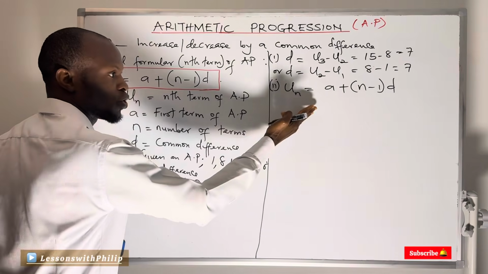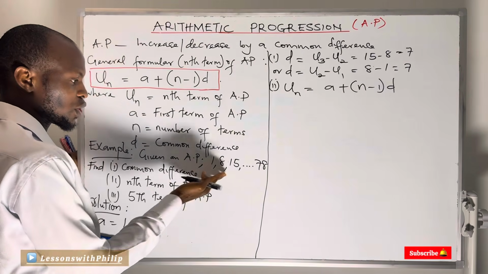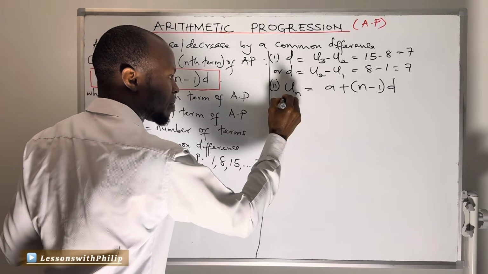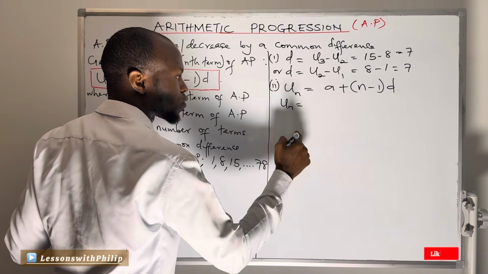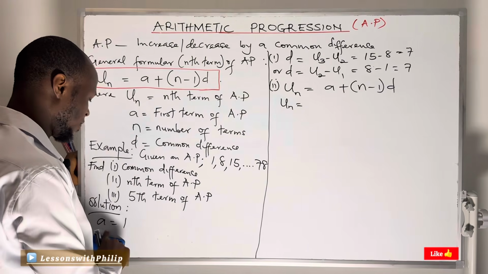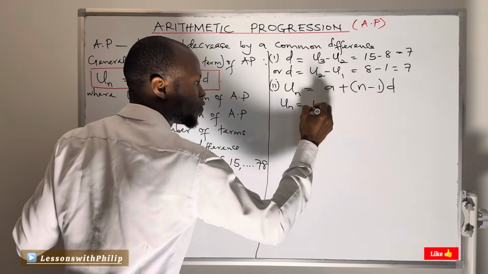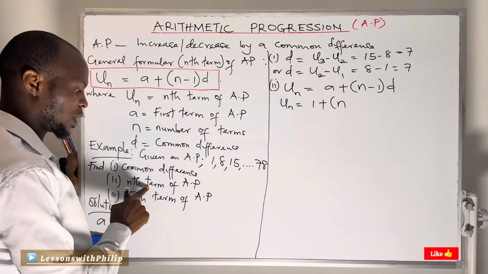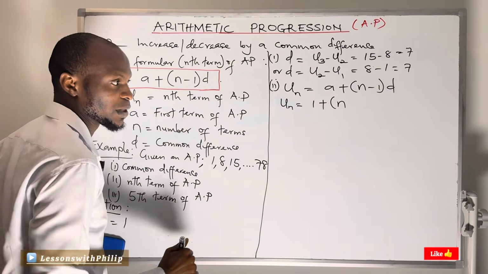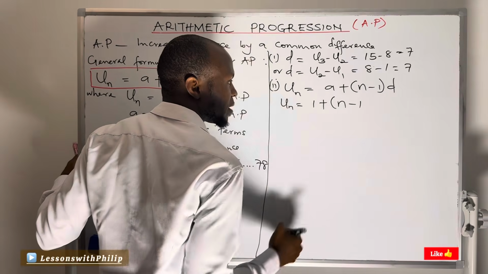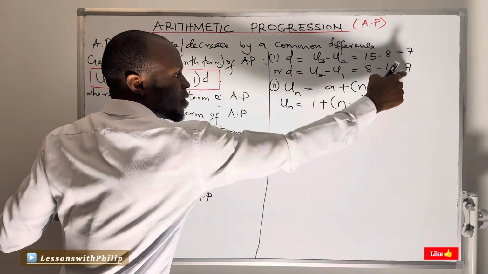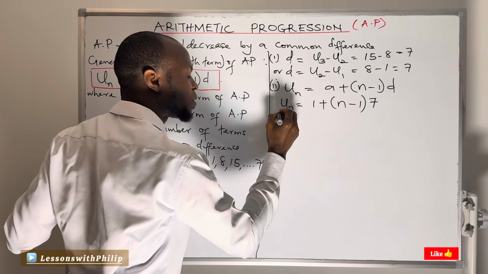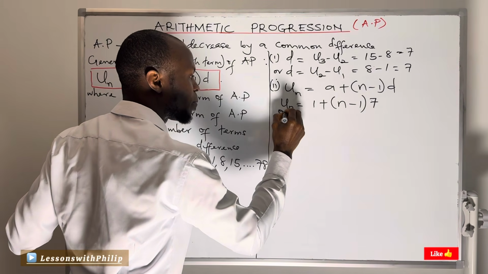What you just need to do is, according to your sequence, whatever you know, you substitute into this formula. Automatically, my u_n will be equal to my a, my first term, which is 1, plus my n, which is unknown because I'm looking for the nth term, minus 1. Do I know my common difference? My common difference has been calculated, which is 7. Now I can open the bracket.